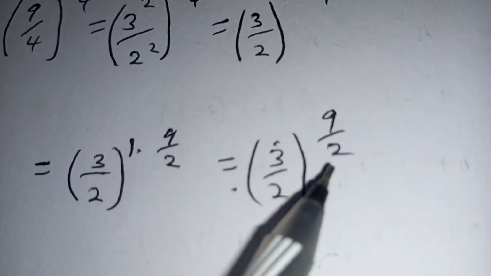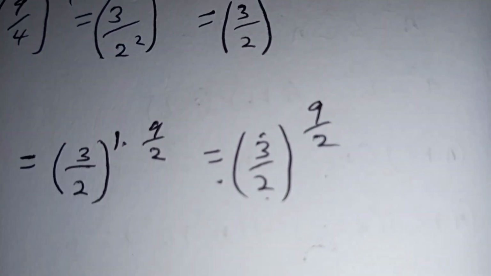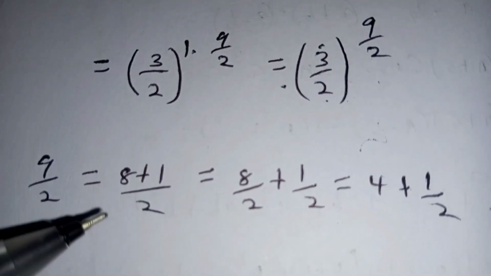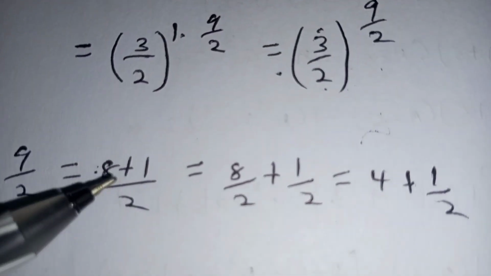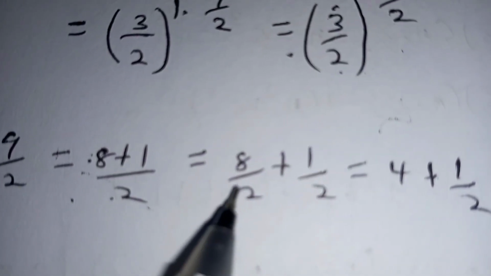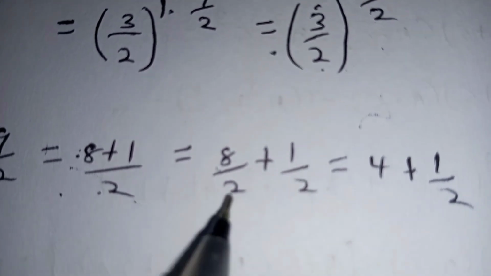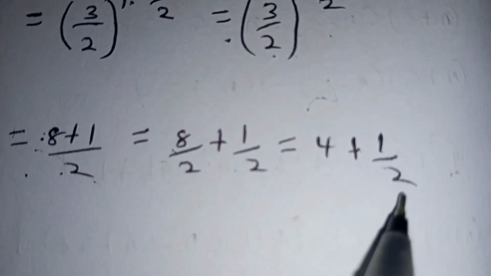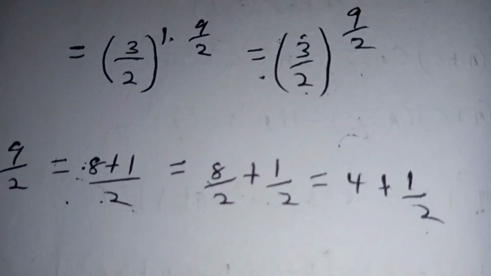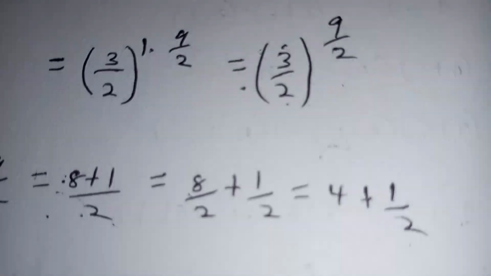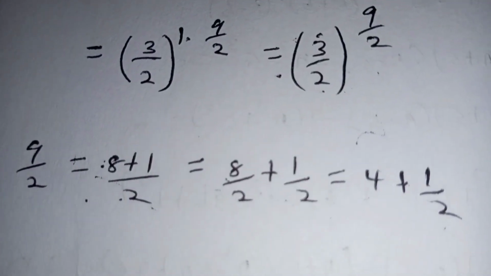Now the index, we can simplify the index as follows. So our index, which is 9 over 2, 9 can be written as 8 plus 1, everything over 2. We can separate the numerator by dividing with the denominator. So we will have 8 over 2 plus half. 8 divided by 2 is 4 plus half. So in this part here, instead of 9 over 2, we shall write 4 plus half. So we do that to obtain.